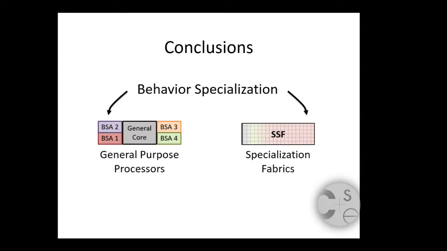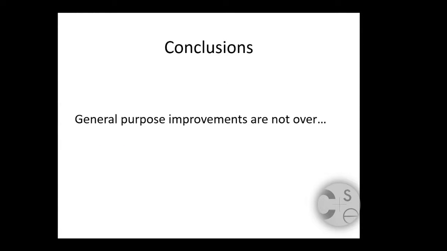So to conclude the talk, what I've talked about here is how to apply behavior specialization, both for transparently improving general-purpose processors, and also for creating specialization fabrics that are very good at certain kinds of workloads. And really, the implications of this, I think, can be stated as follows. General-purpose improvements are not over. There's still a long way that we can go to take architecture without even relying on technology scaling.